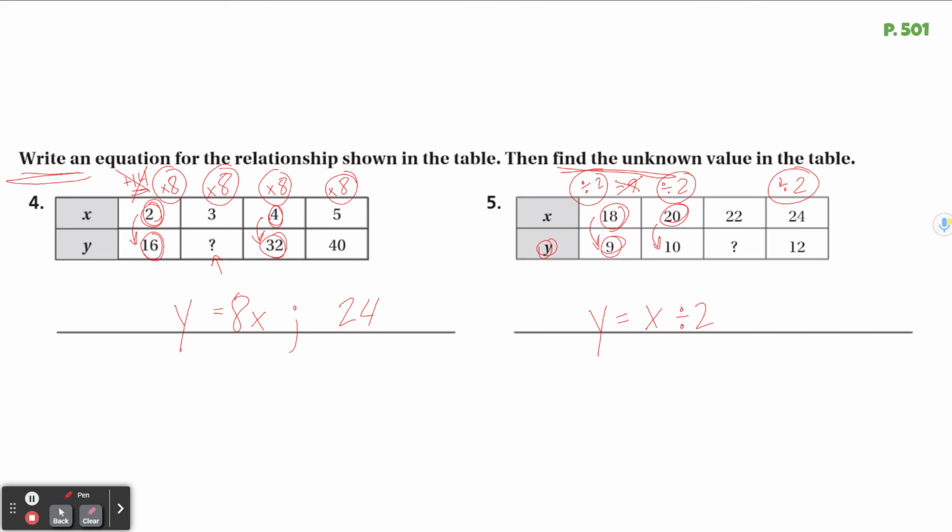All right, and then the second part of this is to find that unknown value. So we need to do 22 and then apply the rule, which is dividing by 2. And 22 divided by 2 is 11.